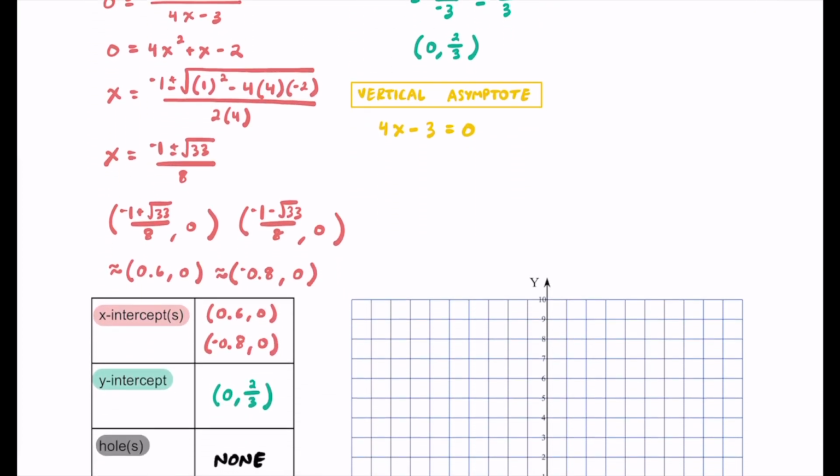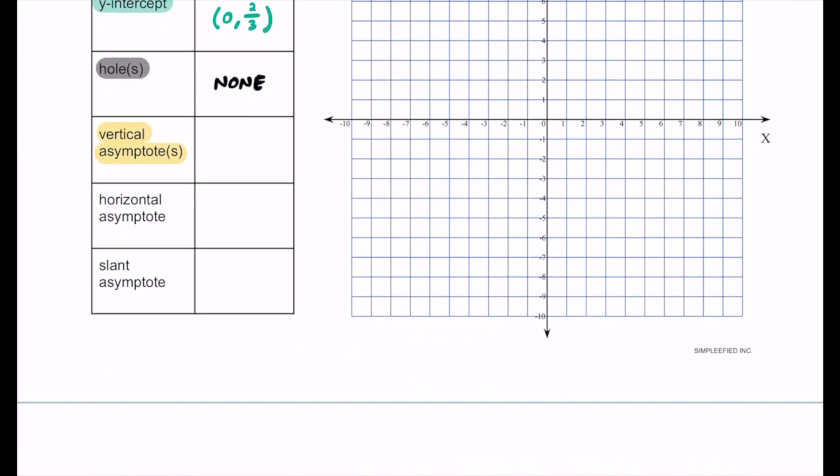If we go ahead and add 3 to both sides, we're going to have 4x is equal to positive 3, then divide both sides by 4, right? So we're going to get x is equal to 3/4. So that's the equation of a vertical line, and that would be our vertical asymptote. So I'm going to go ahead and write that down here, x equals positive 3/4. That's the only x value that the function can't really compute here because we're going to have a vertical asymptote there. What about the horizontal asymptote?